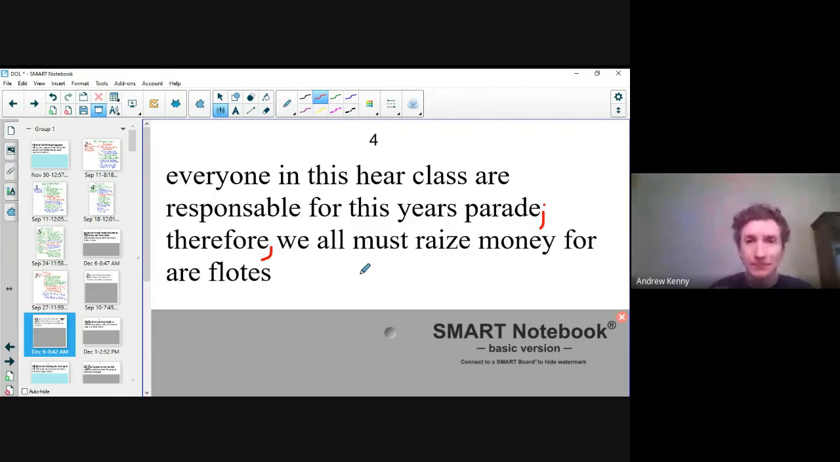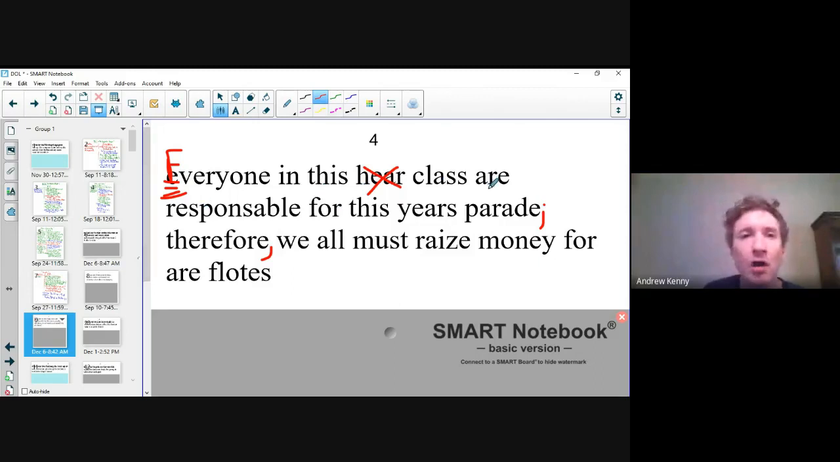So let's look at this sentence again. Everyone in this here class are responsible. All right, let's start fixing it from the top. Clearly, we're going to capitalize everyone. Make it big E. Everyone in this here class. What's wrong with the word here? I understand it's misspelled, but we just don't want to use it. We don't say in this here class. We just say everyone in this class.